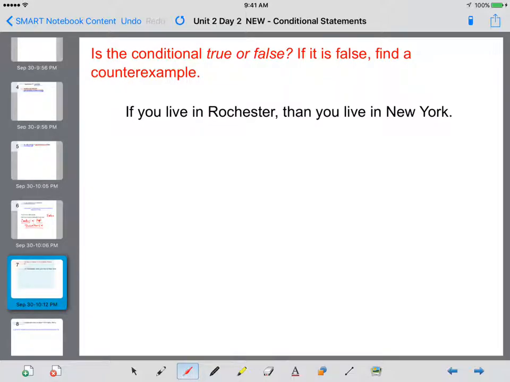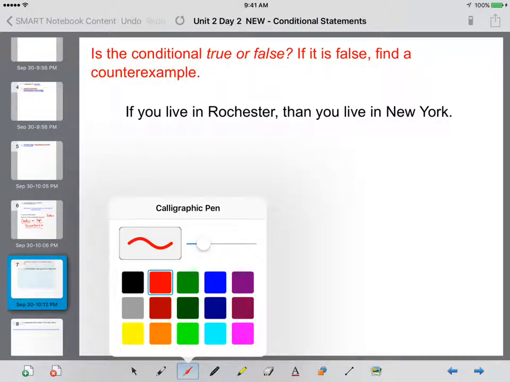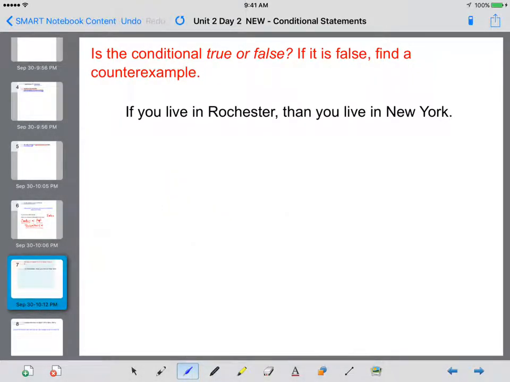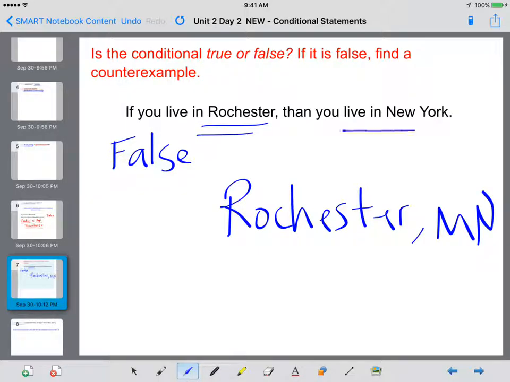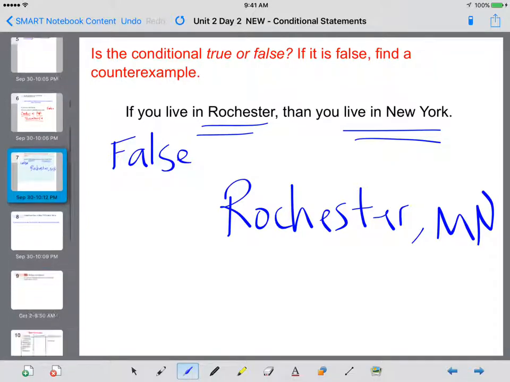Let's take a look at another one. If you live in Rochester, then you live in New York. So is this true or false? I would say it's false. Because I know of a little town called Rochester, Minnesota. So it says if you live in Rochester, then you live in New York. Well, I know people that live in Rochester and they don't live in New York. They live in Rochester, Minnesota, not Rochester, New York.